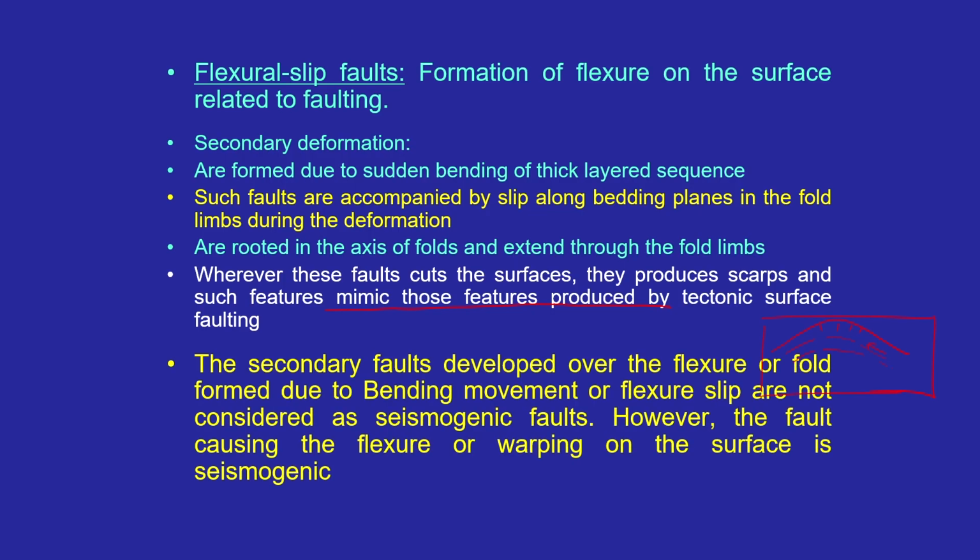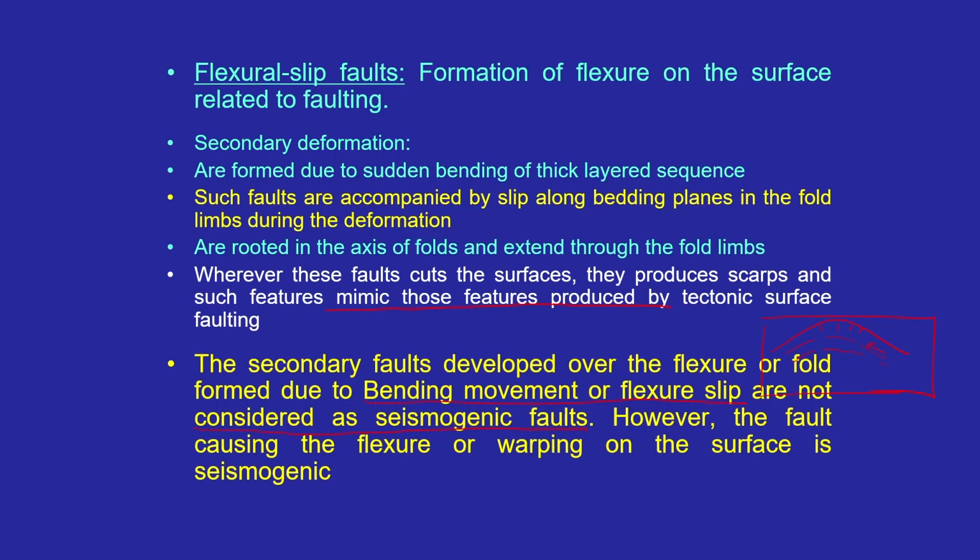Further, the secondary faults developed over the flexure or fold formed due to bending moment or flexure slip are not considered as seismogenic faults. Seismogenic faults means that the faults are capable of triggering earthquakes. But these faults are secondary faults which are just associated with the co-seismic deformation. These faults are not capable at all of triggering an earthquake. However, the fault causing the flexure or warping on the surface is seismogenic.